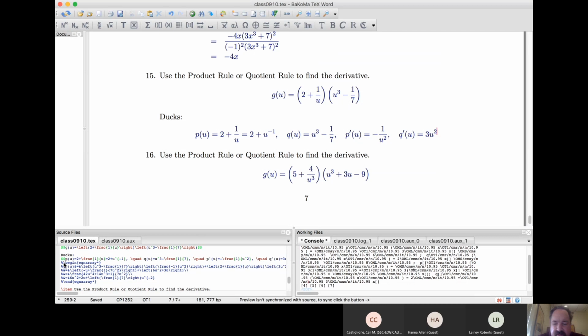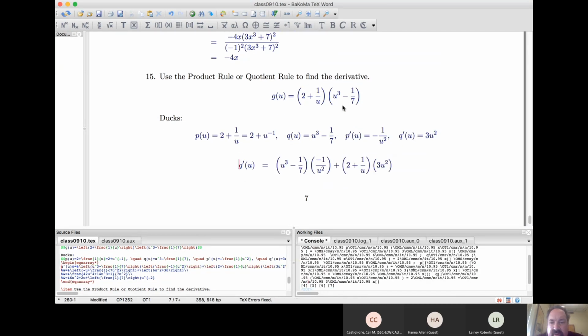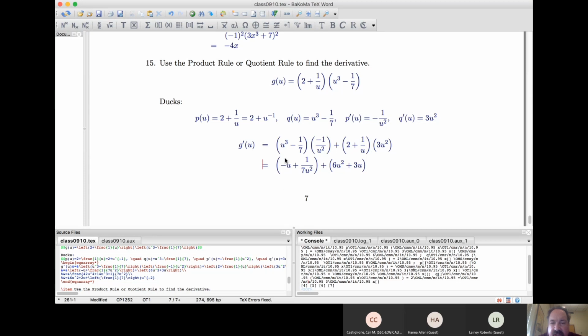Okay, so now we go ahead and put everything together. This times this plus this times this, and then when we simplify, we need some laws of exponents. Here we distribute the minus 1 over U squared through here. We have U cubed over U squared, so that gives us a U with the minus. And then here we just multiply these fractions. Here we have 6U squared, and then U squared over U would be U.